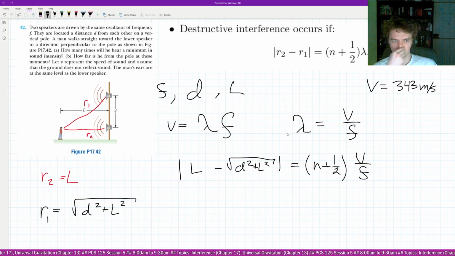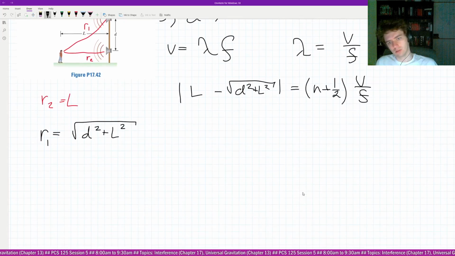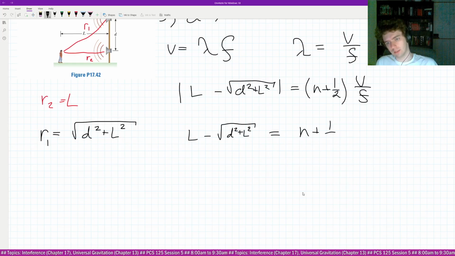It doesn't give us f as a number, but it gives it as a variable up here. So we're allowed to use it as a variable. So wouldn't we solve for n? F is constant. So just solve for n. There's no given information for this question, so it's all going to be in variables. So I'll write (n plus 1/2) v over f, and this is case 1.